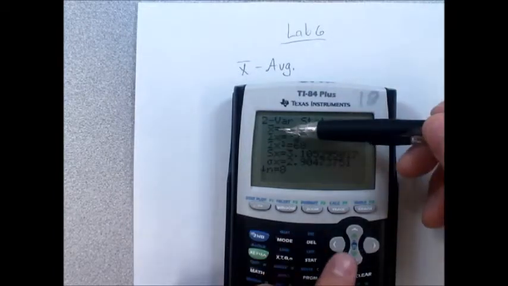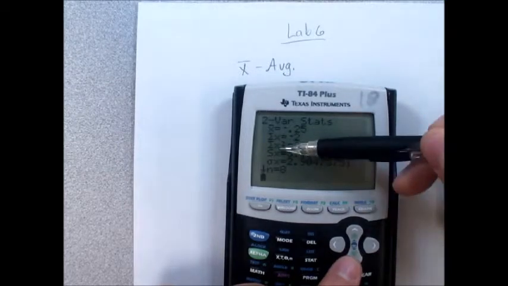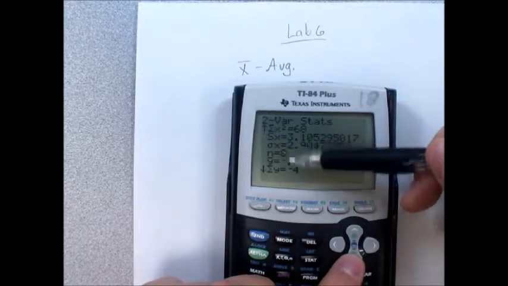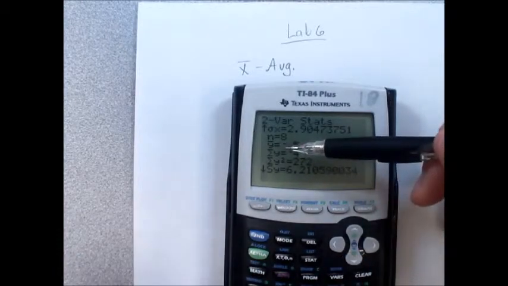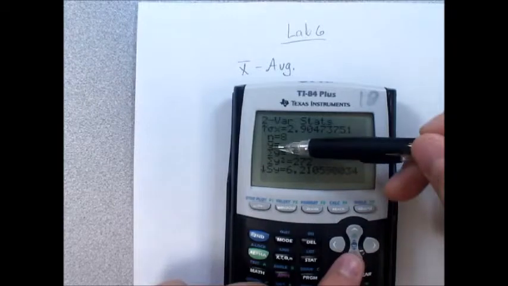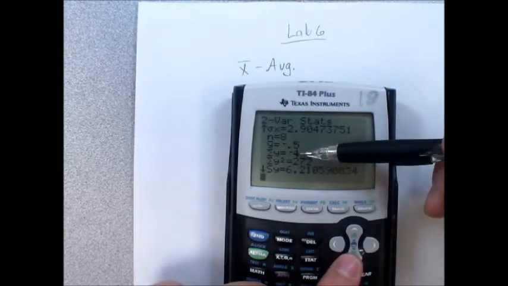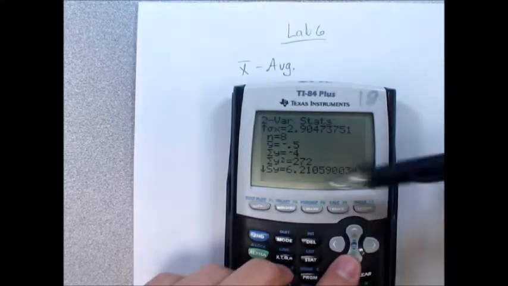So X bar is still the average of the X's, the sum of the X's, the sum of the X's squared, the standard deviations, number that is in the list. Now Y bar is your second list. We put that in as the second list. So your second list average is -0.5, and the sum of all of them is -4, and the sum of all of them squared is 279.